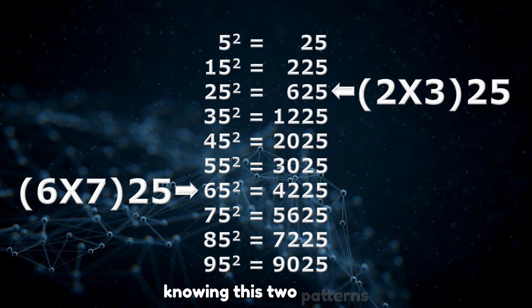Knowing these two patterns will allow you to find the square of any two-digit number ending in 5 very fast. Isn't that something? Now, what about other numbers?